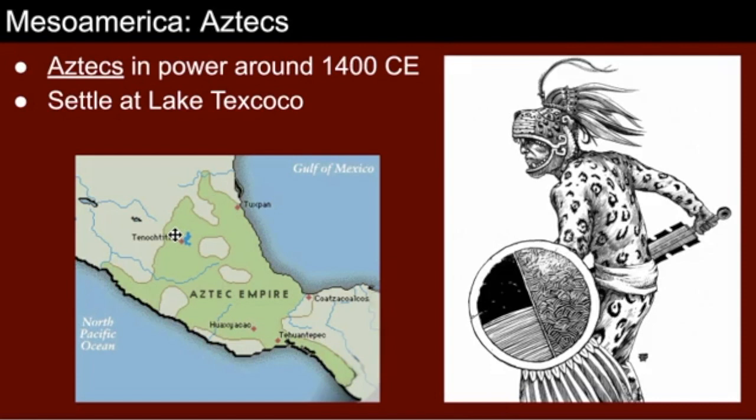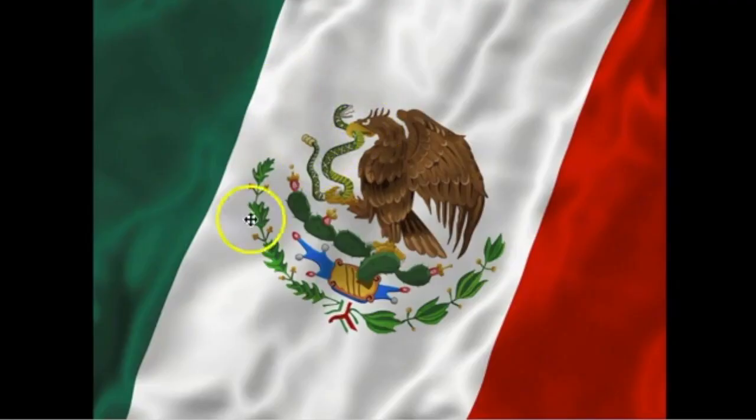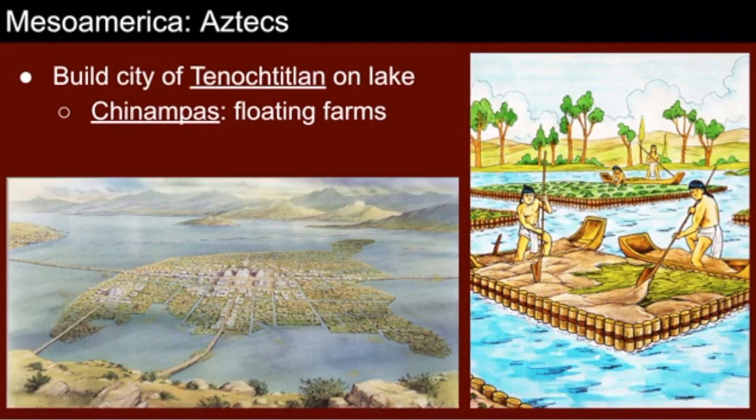If the description of an eagle eating a snake while standing on a cactus sounds familiar, it's the symbol in the center of the Mexican flag, and the capital of Mexico, Mexico City, is in the exact same location that the Aztecs will build their capital city. And the Aztec capital is incredibly impressive.